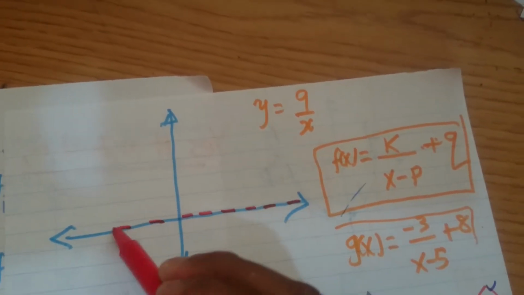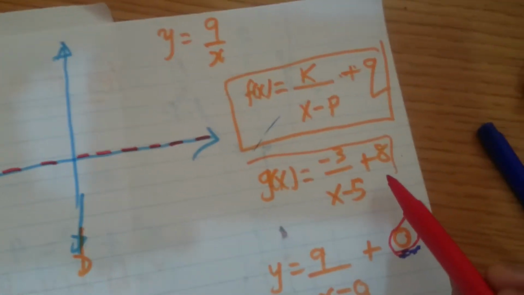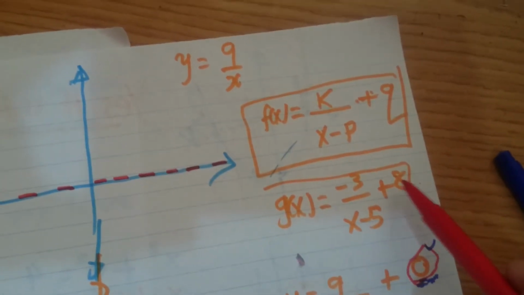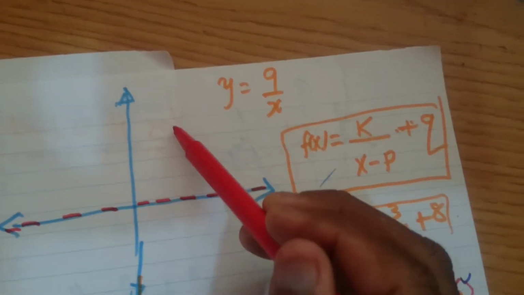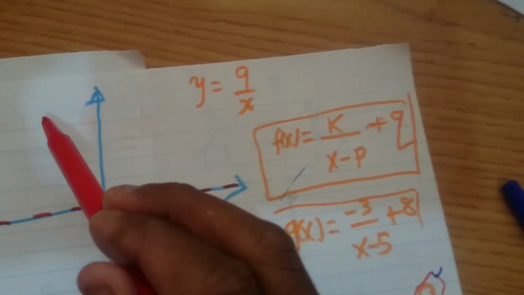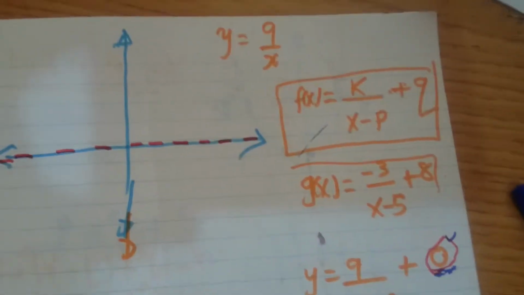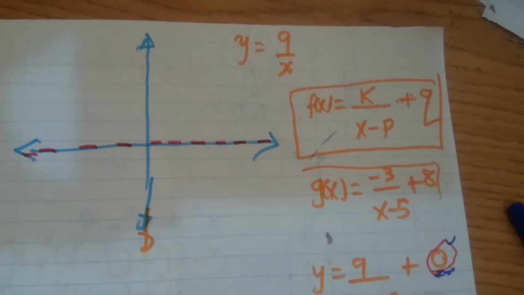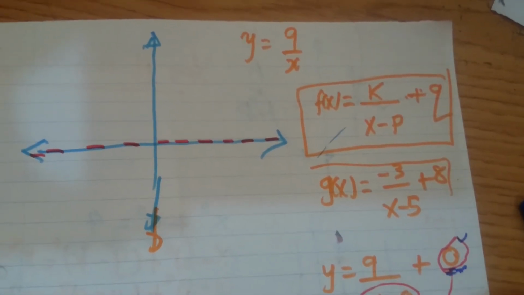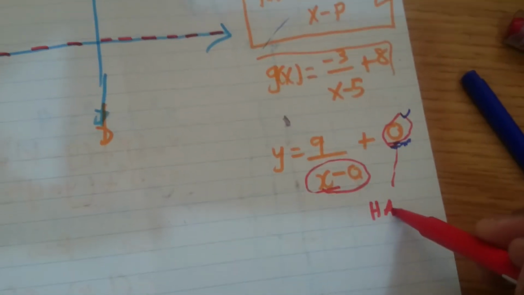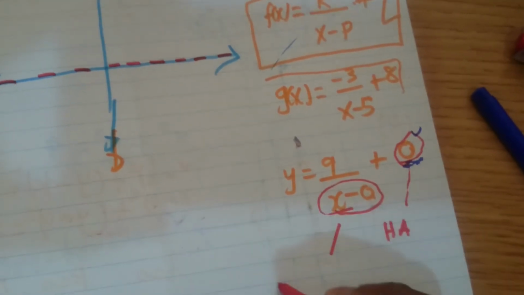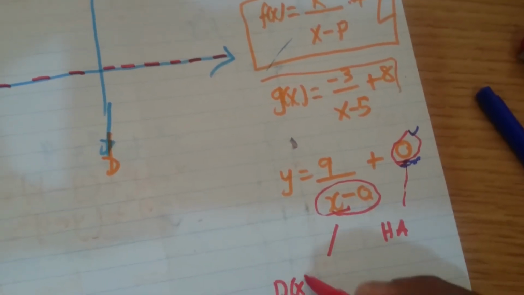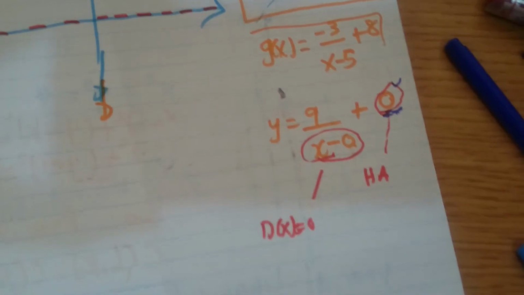The horizontal asymptote is 0. For this question, for example, a horizontal asymptote could be 8. It means it's going to be a dotted dashed line. And for the vertical asymptote, always take the denominator. So this is a horizontal asymptote, and for the vertical asymptote, always take the denominator of x equal to 0. That's how we get the vertical asymptote.